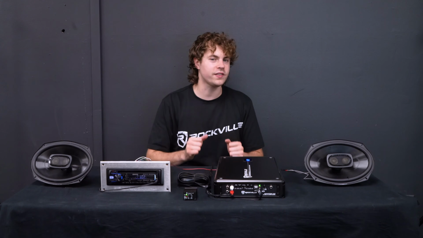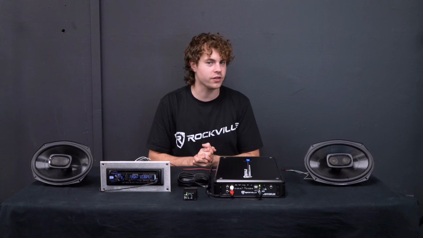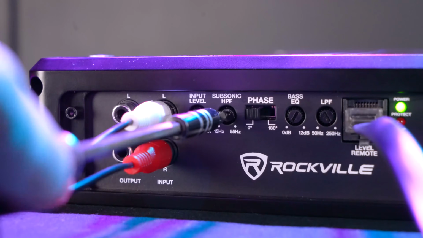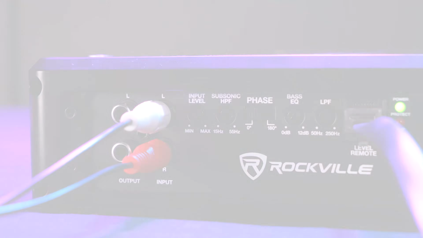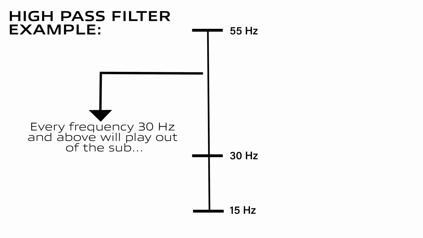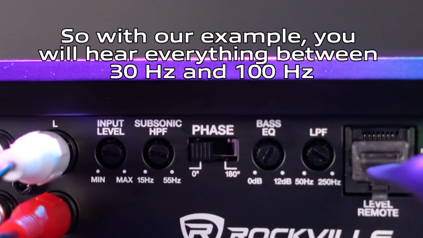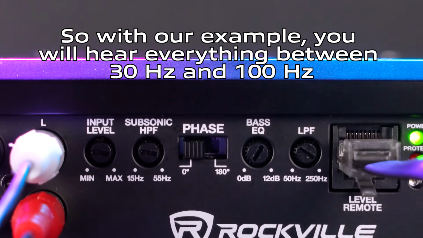The other thing we'll be adjusting is the subsonic high pass filter, which is a type of high pass filter that will block out the lowest audible frequencies. For example, if I set it at 30 Hertz, everything from 30 Hertz and above will be heard, but nothing will be heard from 30 Hertz or below. So the result is you'll be hearing everything from 30 Hertz to 100 Hertz coming through the sub.